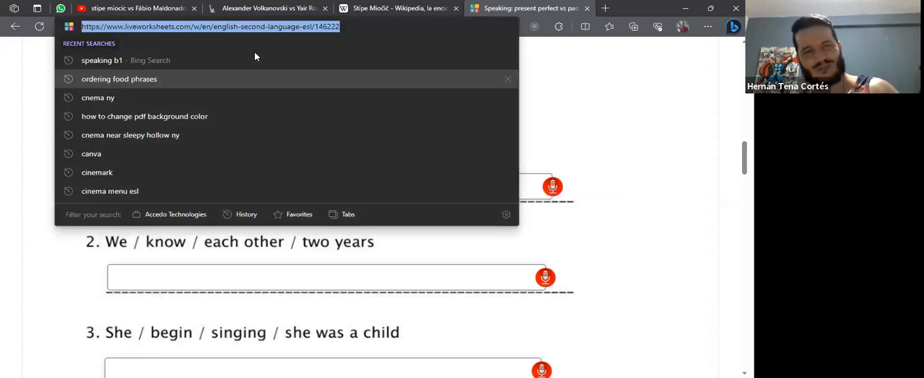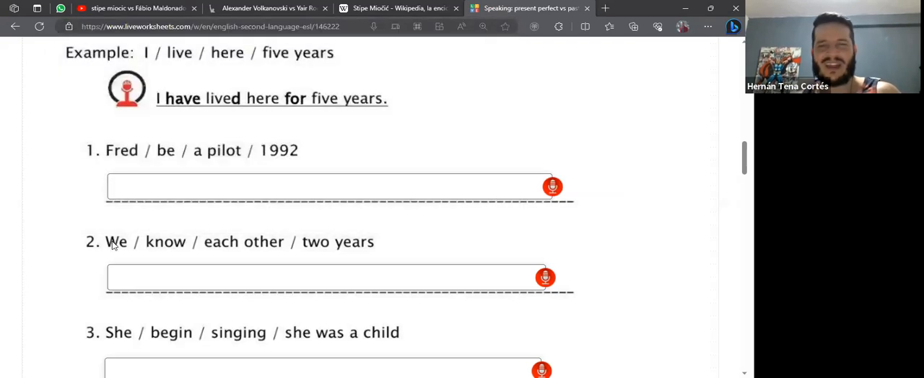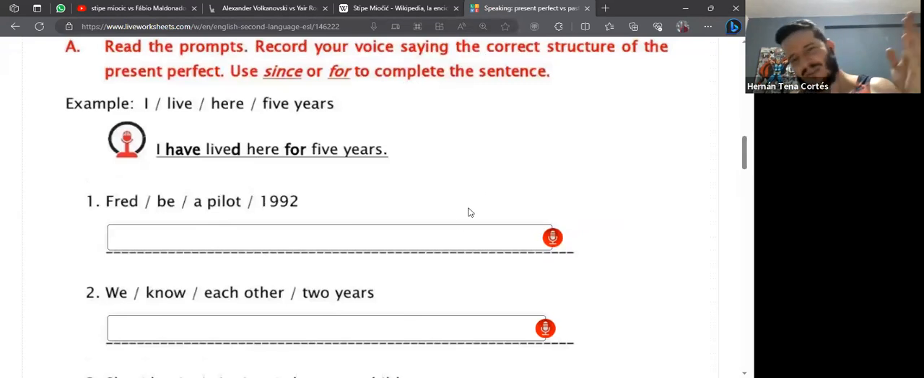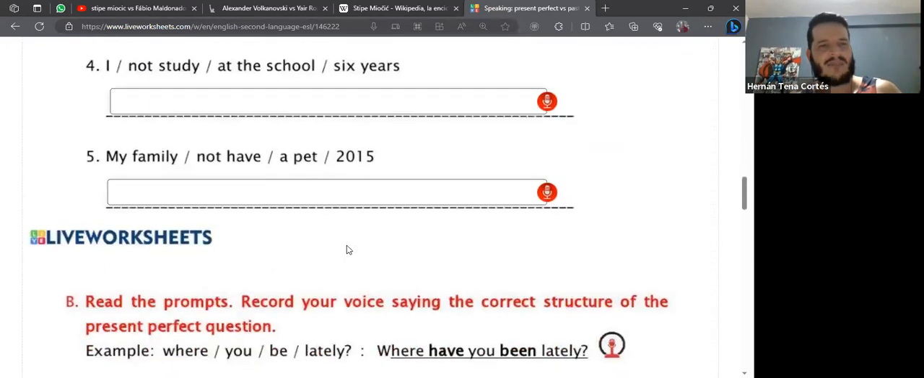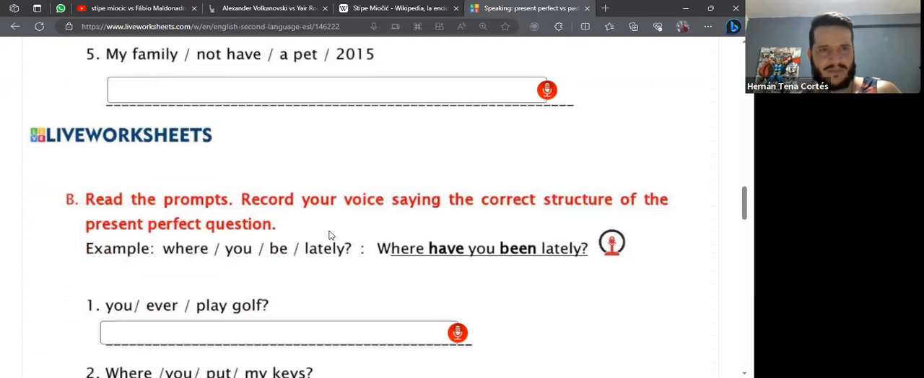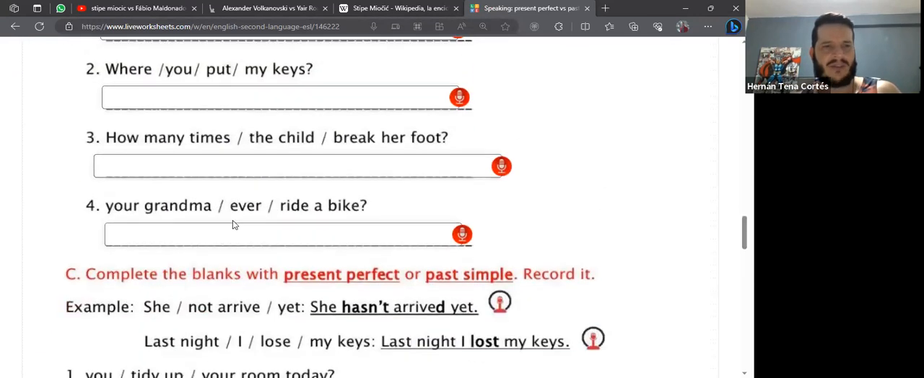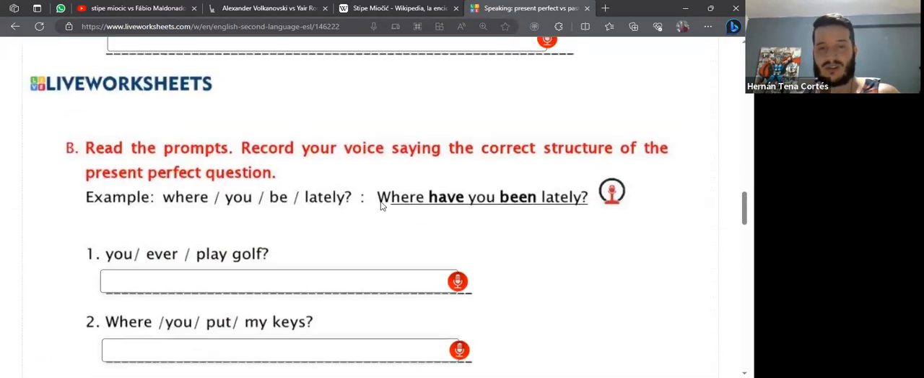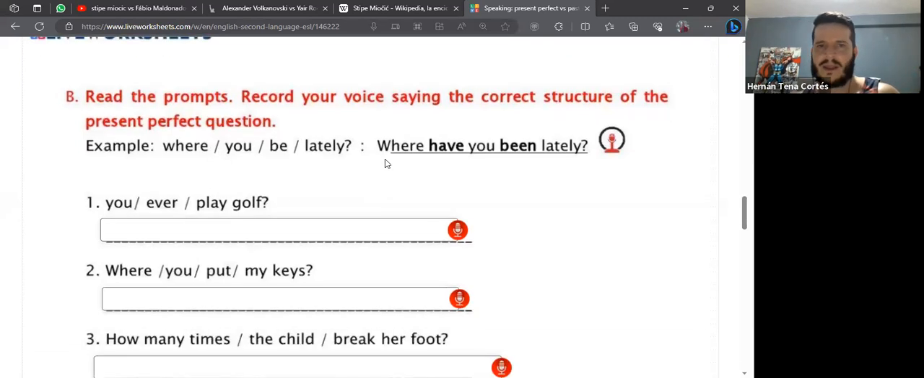Claro, ¿verdad? Solamente funciona en Google Chrome. I forgot to tell you. Remember, this only works in Google Chrome, but that's the way you do it, all right? So it's not many sentences. We have 5 here. And here we have 4 questions, all right? The other ones were just sentences. Here, you are going to record your voice saying the correct structure of the question. Where have you been lately?